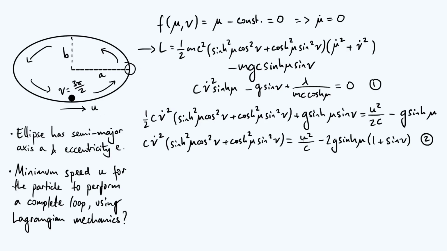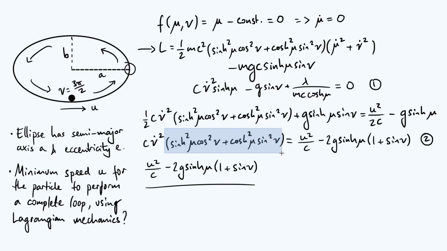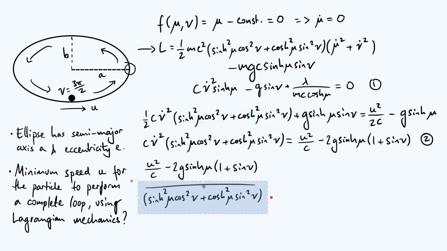So if we do that, our expression for c nu dot squared is going to be a big fraction with the right hand side of equation 2 on the top. We are going to have to divide all of that by the stuff that c nu dot squared was multiplied by in equation 2. So we divide by all of this. We have to remember to multiply by sine of mu when we put that into equation 1. So we get sine mu there. Then we've got our minus g sine nu.